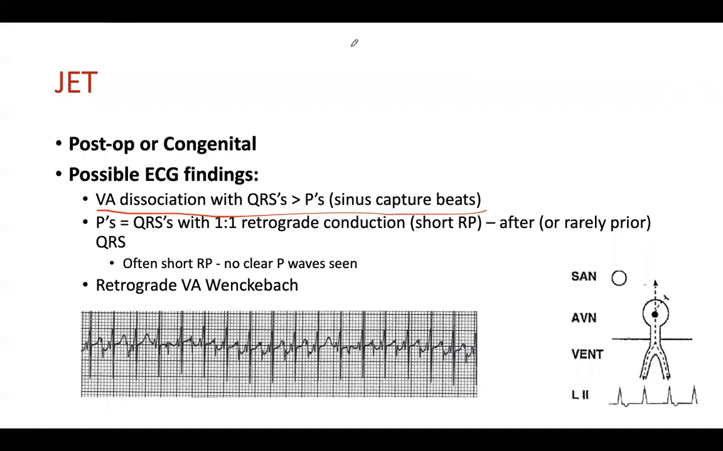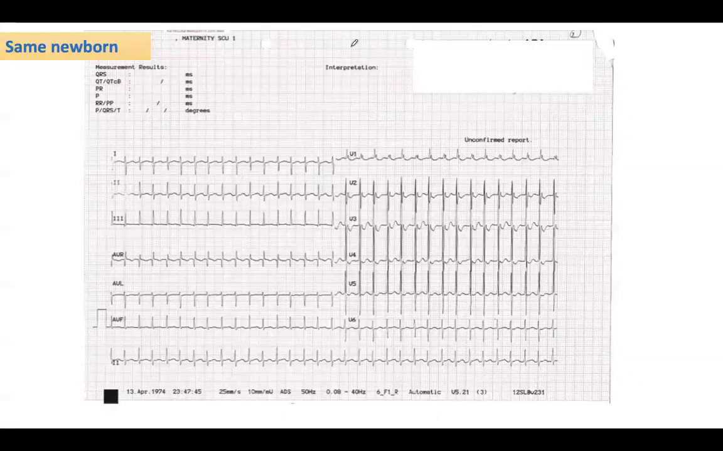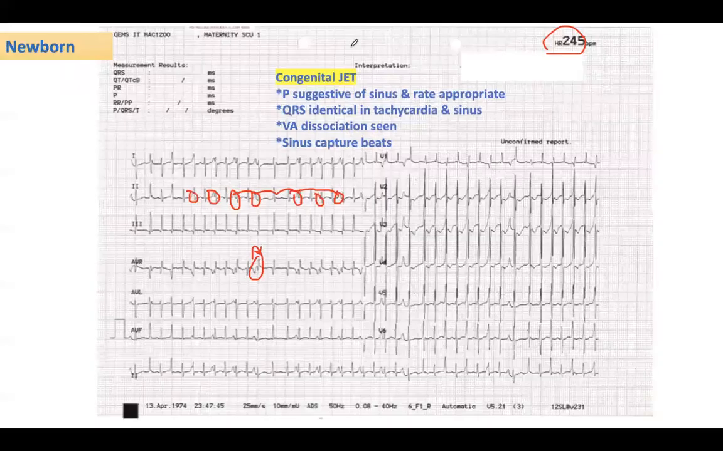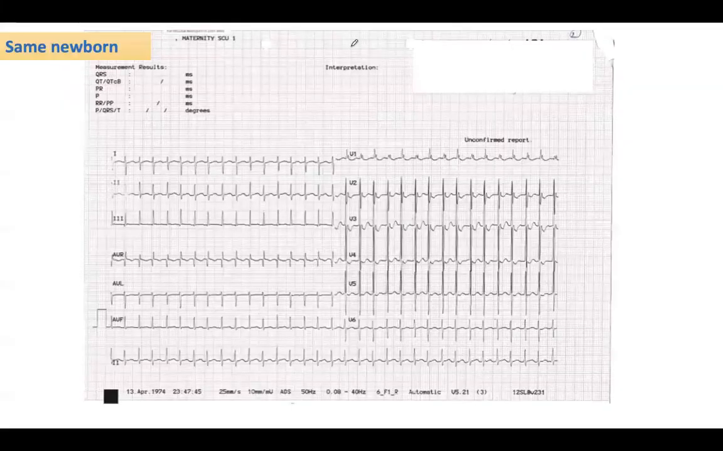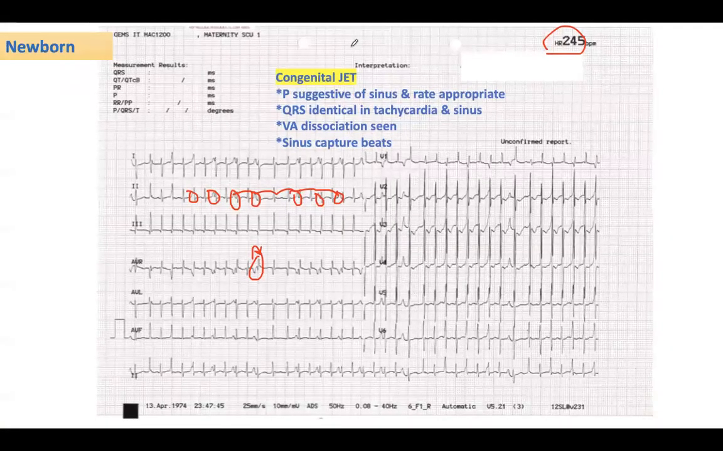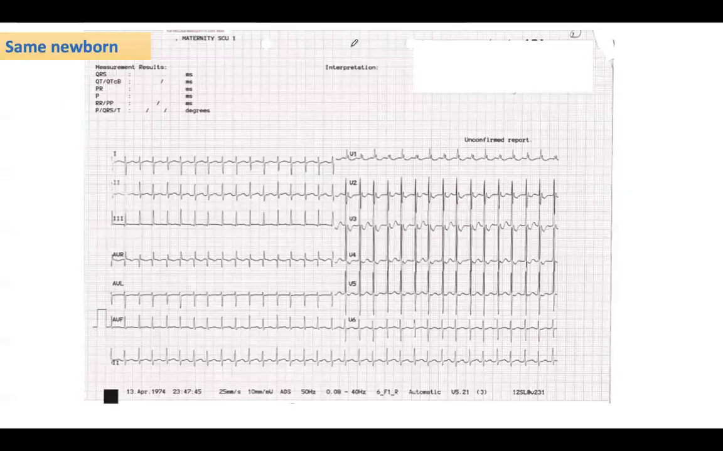For example, this ECG is exactly the same patient as this one. But here there was retrograde VA block, such that there is AV dissociation. Here there is retrograde one-to-one conduction, and it looks like a short RP SVT. If you see this ECG, I'll tell you it's an SVT, just give adenosine. If it terminates, that's your SVT. If it didn't terminate and you document VA dissociation during adenosine, then that's congenital jet.